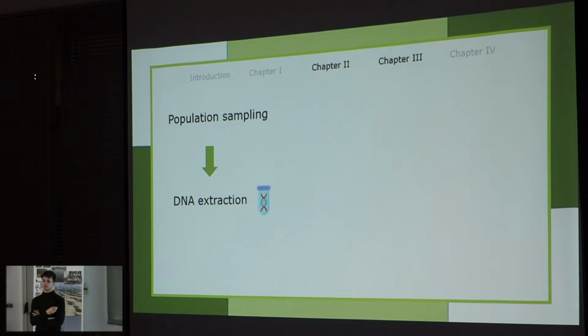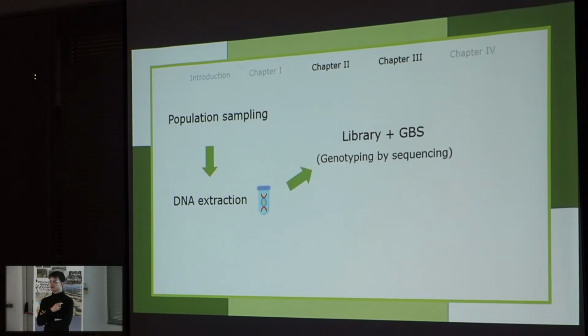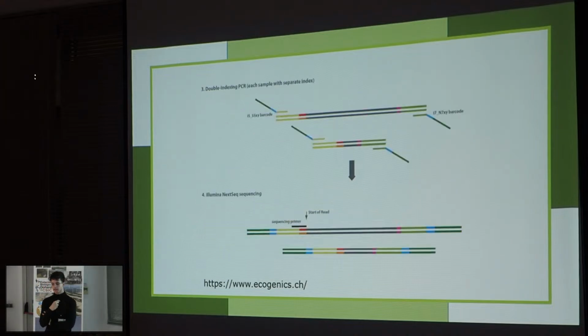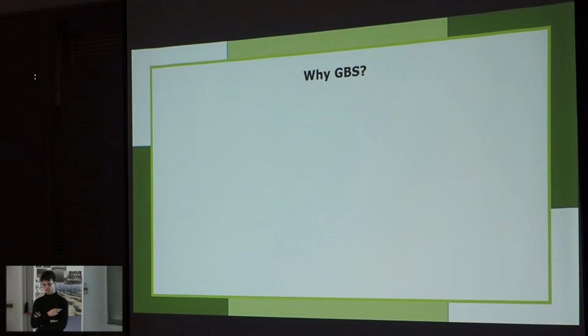The second step was the DNA extraction, which was done with a commercial kit with some modifications, and then we have to fill the plates and send them to a company to do the library for the GBS, that is genotyping by sequencing. For those who are not familiar with this technique, it digests the genomic DNA, in our case with 2 enzymes, then these fragments are ligated to adapters. Then the fragments with adapters are amplified by PCR, and then the products of the PCR are sequenced.